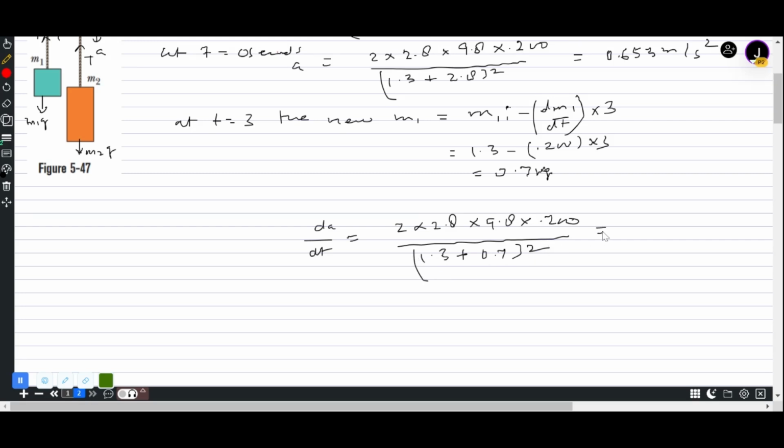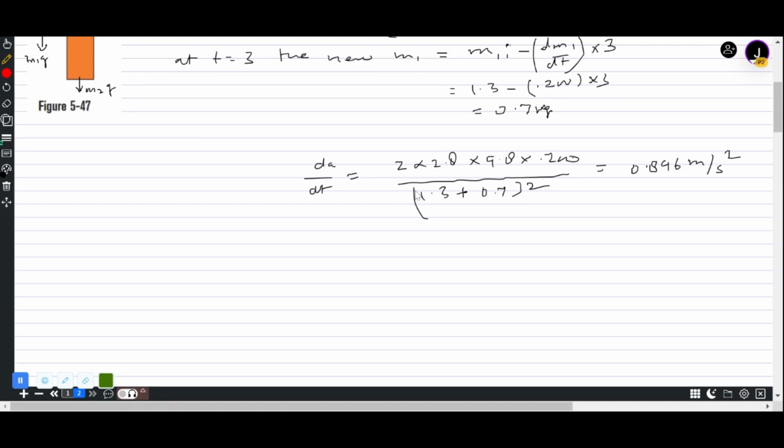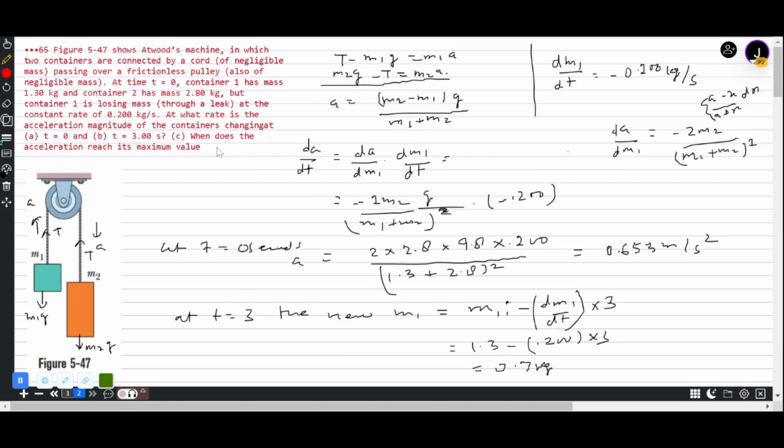And these new numbers work out to 2 into 2.8 into 9.8 into 0.2 over (1.3 plus 0.7) whole square. That works out to 0.896 meters per second square. Now you would have observed that acceleration is growing from 0 to 3 seconds. The reason being m1 is losing mass and acceleration is (m2 minus m1) over (m1 plus m2) times g. So obviously m2 minus m1 grows as m1 keeps losing mass.